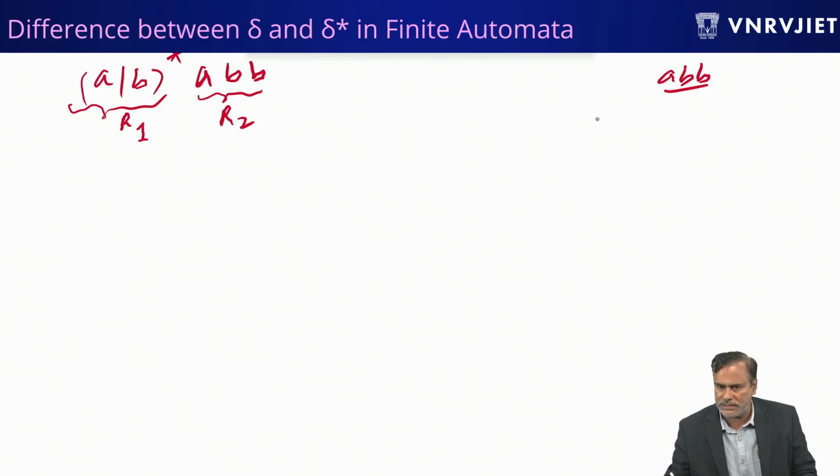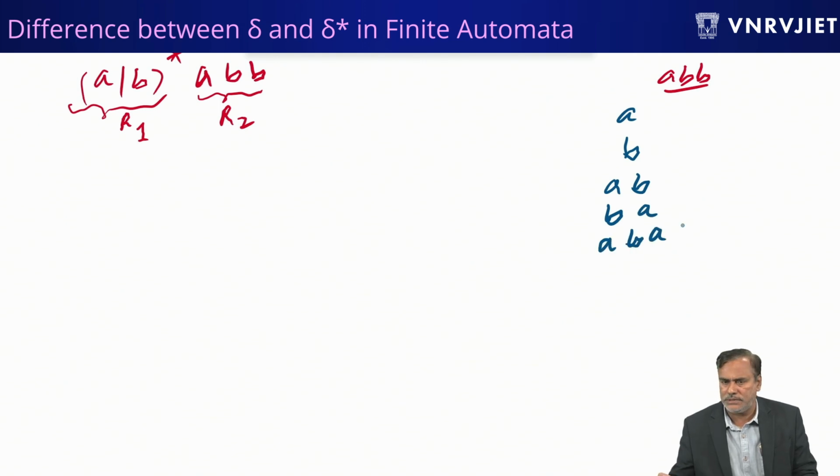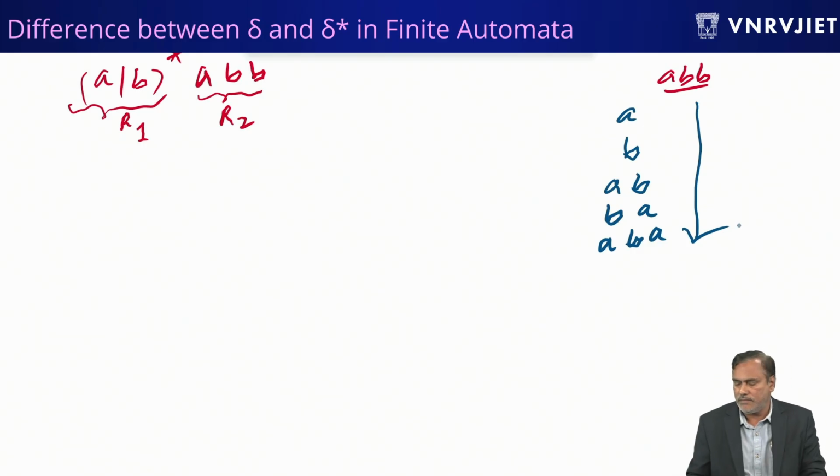The other possible strings generated by this can have any number of A's and B's of any combination, right? You can have just A or just B, or like AB or BA, or any combination like ABA, any number of times, from the R1 part, followed by the R2 part. R2 part is ABB. So every string must end with ABB. These are some possible strings of this language.